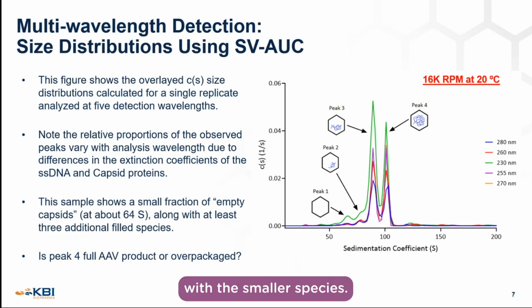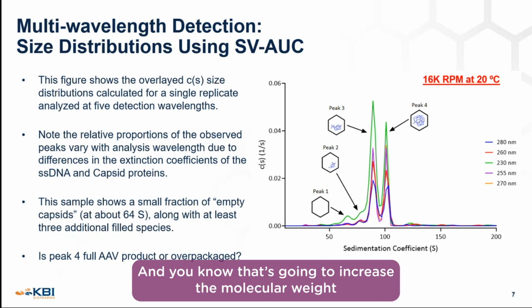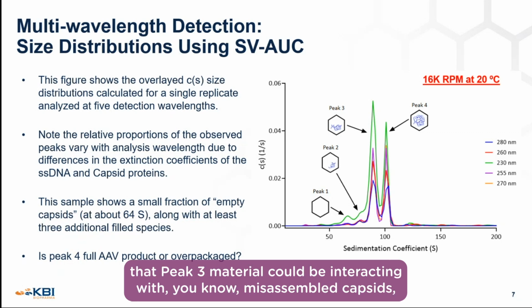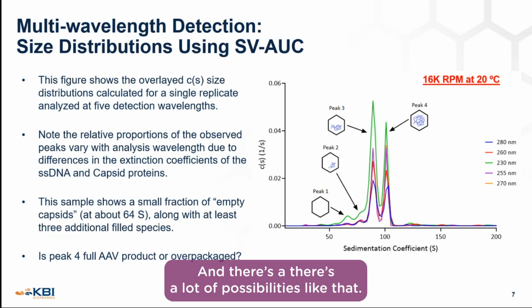with the smaller species. So for example, that peak 3 material might be associating with an empty capsid. And that's going to increase the molecular weight, which is going to cause it to sediment faster. And that's a formal possibility here. That peak 3 material could be interacting with misassembled capsids, for example, which could then cause it to sediment faster. There's a lot of possibilities like that.